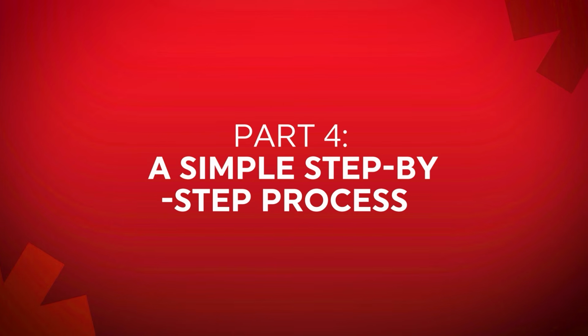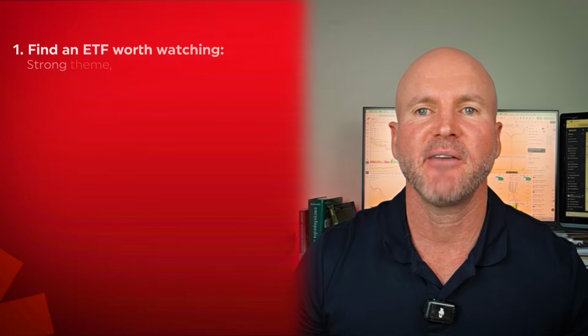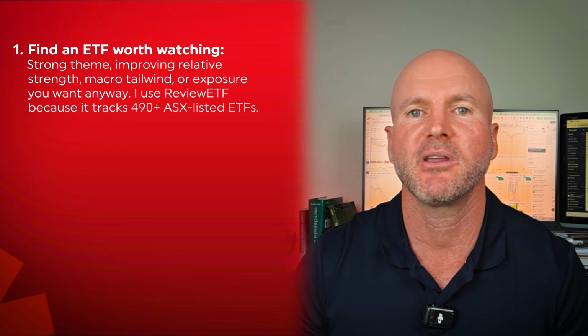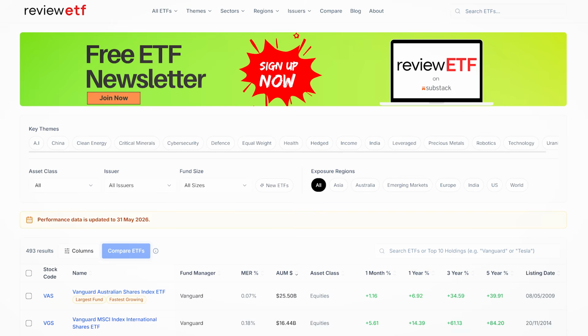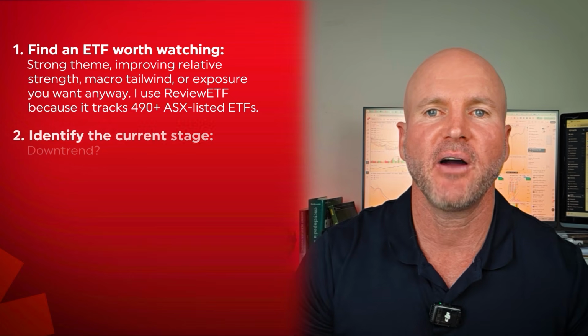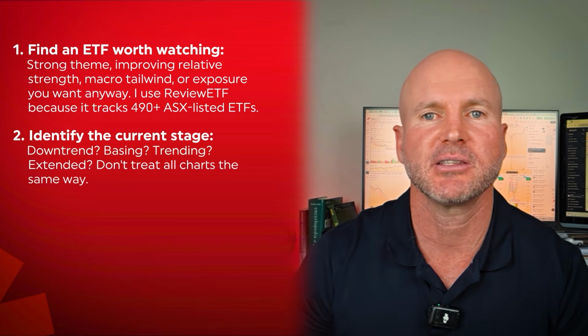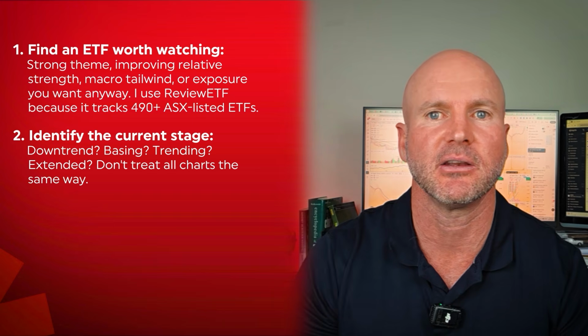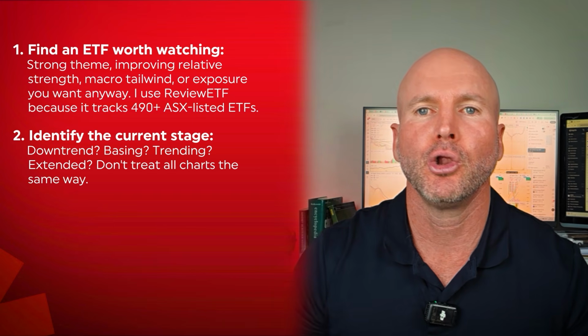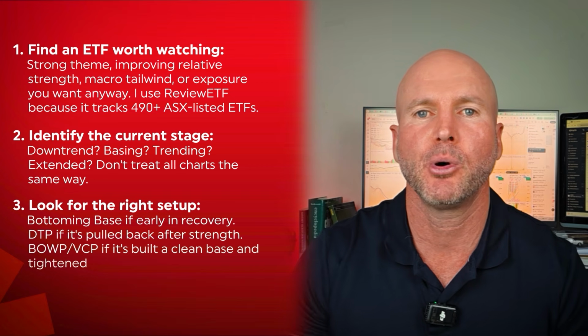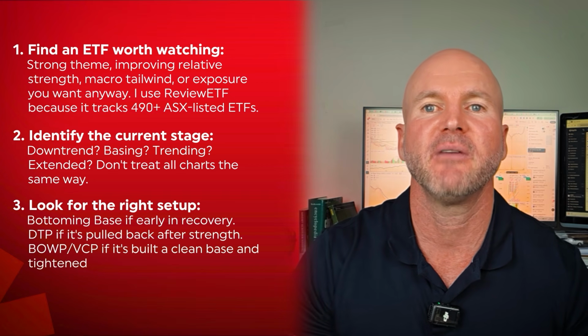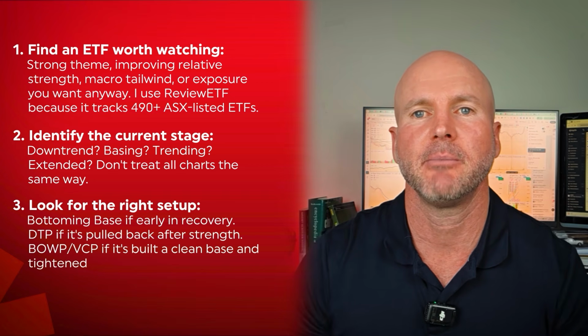Part 4, a simple step-by-step process. Find an ETF worth watching, a strong theme, improving relative strength, macro tailwind, or exposure you want anyway. I use Review ETF because it tracks 490 plus ASX listed ETFs. Identify the current stage. Is it a downtrend? Is it basing? Is it trending? Is it extended? Don't treat all charts the same way. Look for the right setup. Bottoming base if early in recovery, a DTP if it's pulled back after strength, or a breakout with pivot and VCP if it's built a clean base and tightening.